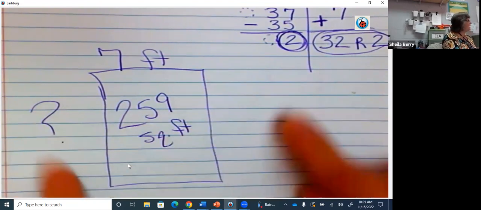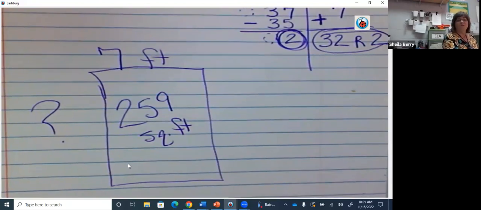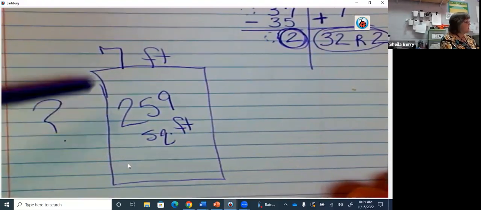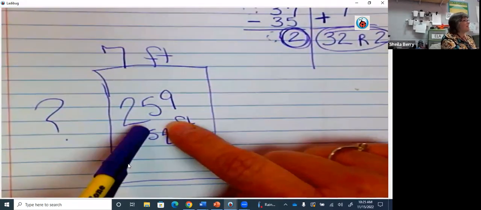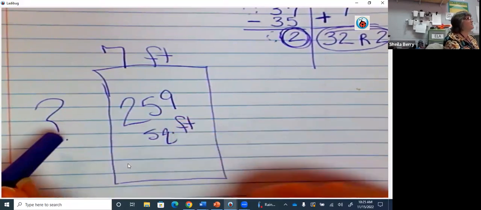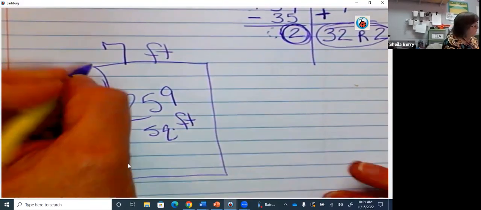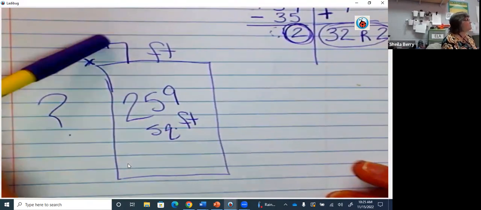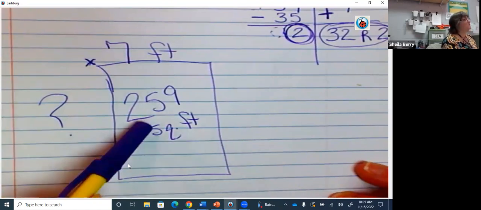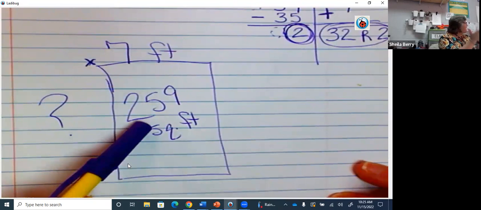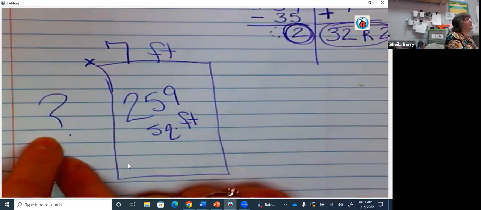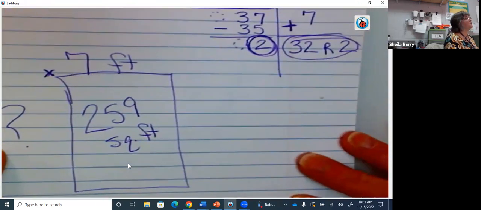When we look at this, it's just like multiplication or division. When we're looking at the area of something, it's this times this to get this answer. Oh, but wait a minute, we're missing one of the factors. So we cannot multiply this because we're missing something. 7 times some other number is going to equal 259. We know that in our fact family, multiplication is related to division.